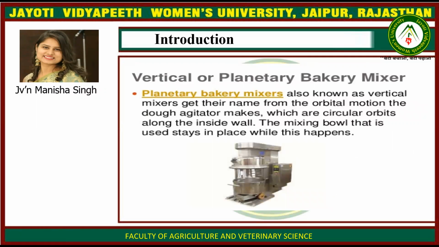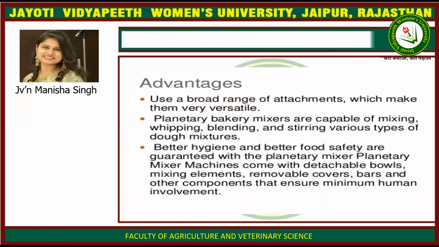Then vertical or planetary bakery mixer. Planetary bakery mixers, also known as vertical mixers, get their name from the orbital motion the dough agitator makes, which are circular orbits along the inside wall. The mixing bowl that is used stays in place while this happens.